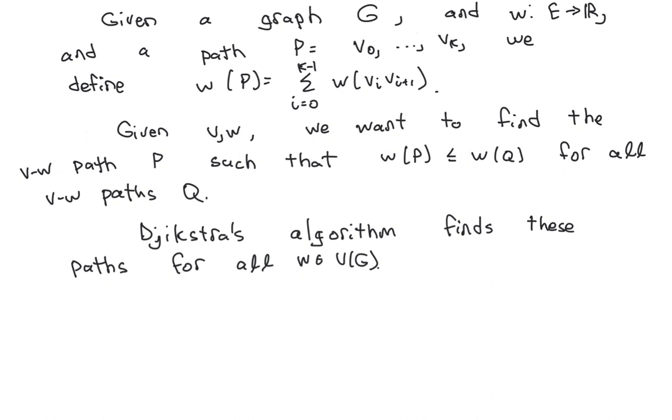So anyhow, we've got a point A and a point B, a V and a W, and we want to find the shortest path from V to W. In other words, we want to find the VW path where the weight is the smallest it can be. So Dijkstra's algorithm actually does more than that. It finds the shortest paths for any target vertex starting from some V.